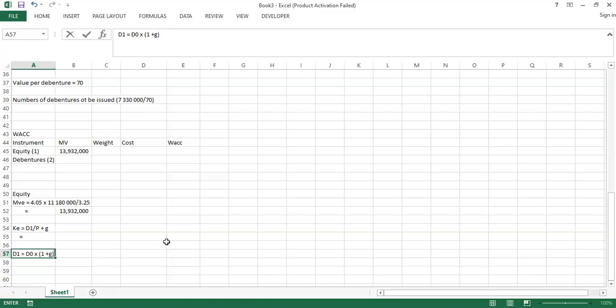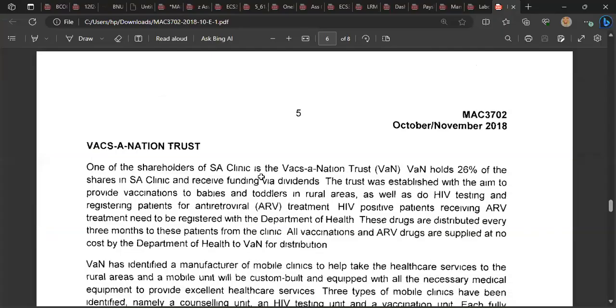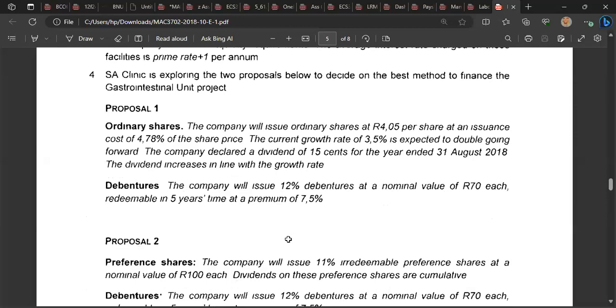We are still on note number 4. The company declared a dividend of 15 cents. Sorry, I think I didn't share the screen there. My screen is very slow now, but you can check it out under proposal number 1. Okay, there we go. We got it.